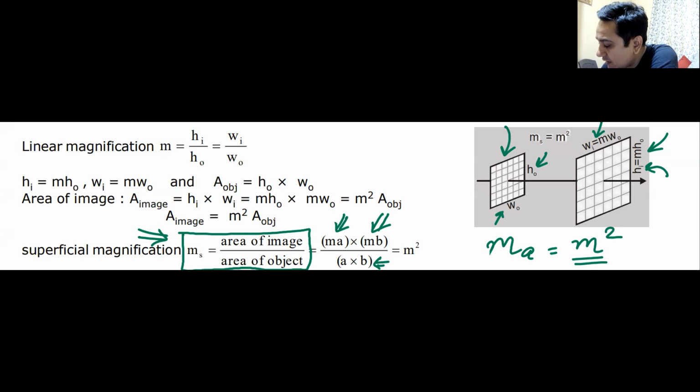This is the formula that I want you to write down together with this graph. You can draw this graph. If you can draw this diagram, it is abundantly clear from it. You can also highlight this point: area of the image is M square into area of the object. Everything points to the same thing, that the aerial magnification is simply equal to M square. Do you understand this? I'll give you a minute to note this down.